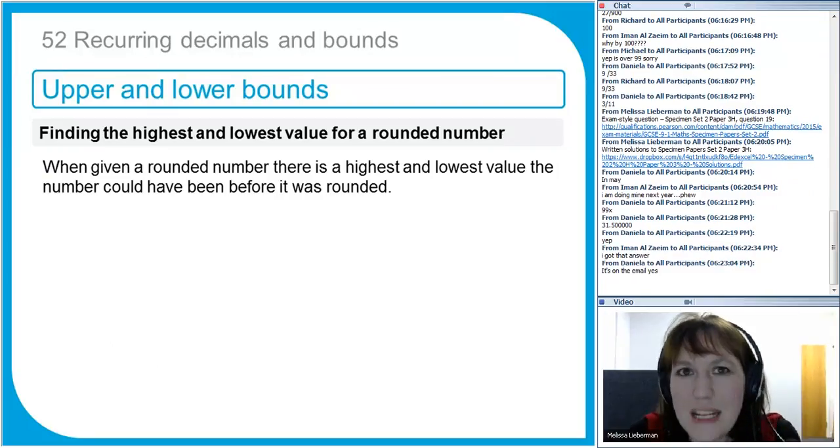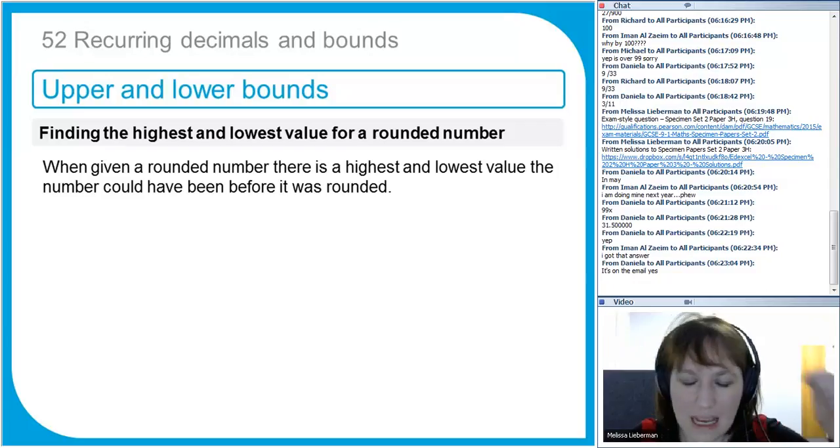So if you're doing foundation tier, you do need to know how to write the limits of accuracy as an inequality, but we're going to take this a step further and see how it applies to calculations. Now I'm just going to whiz through these slides because they are just copied and pasted from the last time we covered this, so this is just a quick reminder.